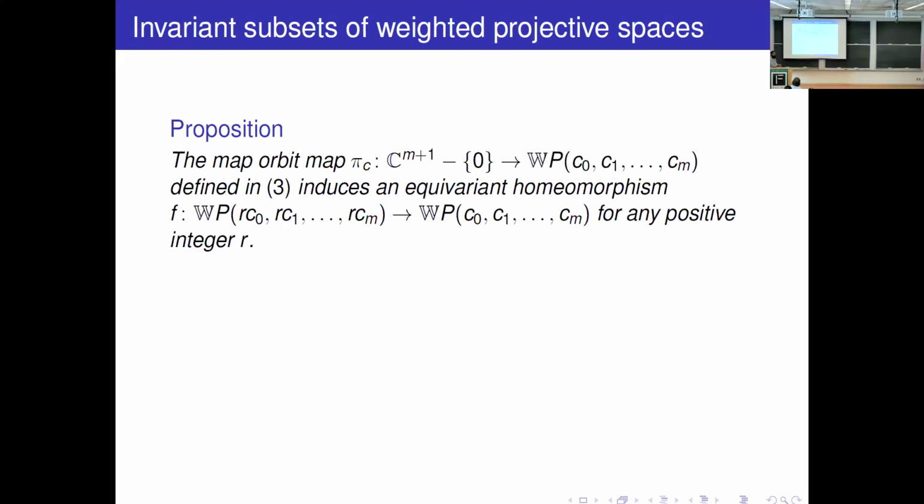Okay, another well-known thing which we know. So what we defined, this pi_c as the orbit map, right? And c corresponded to this vector, c means this c0, c1, up to cm, some vector. So what if we multiply this weight by some positive number r? That means pi of rc, that map. If we consider that map, what should we get? We should get weighted projective space with weights rc0, rc1, up to rcm.